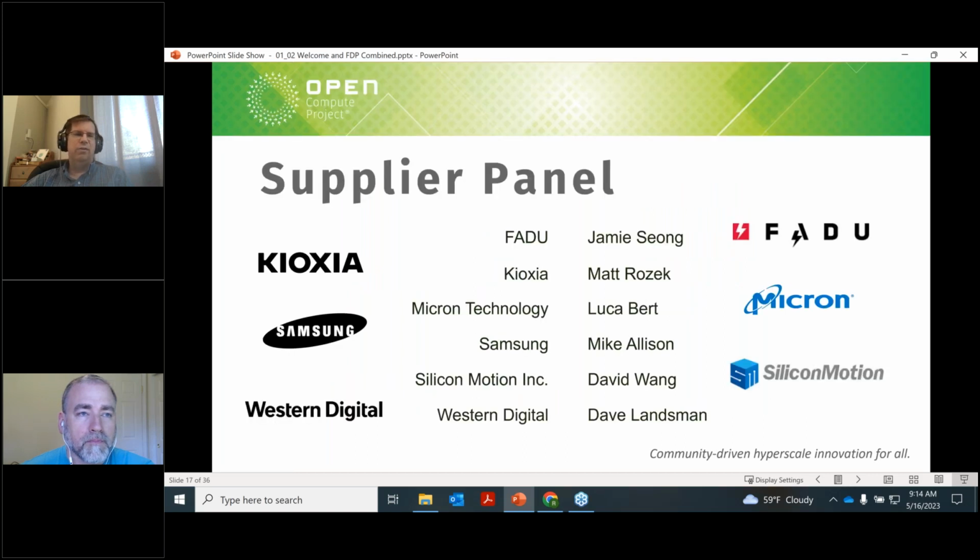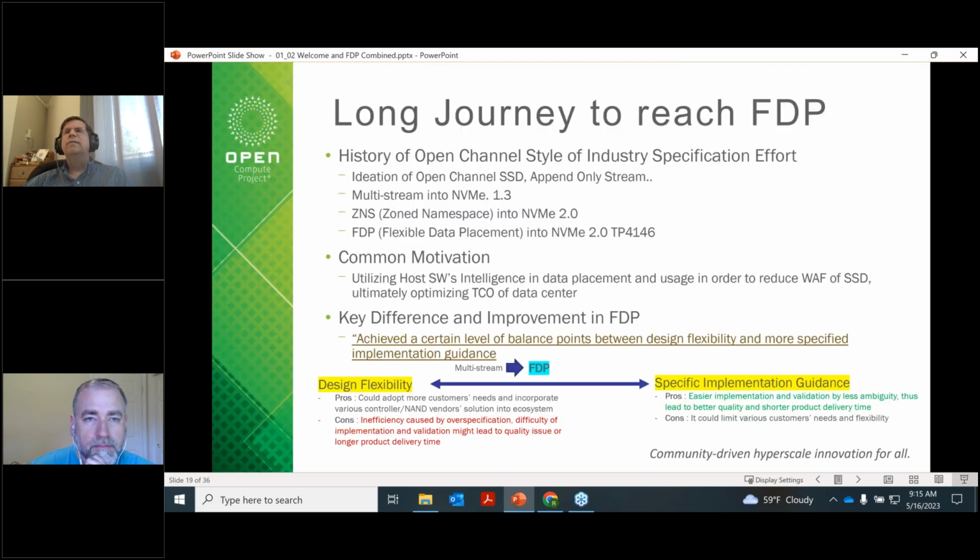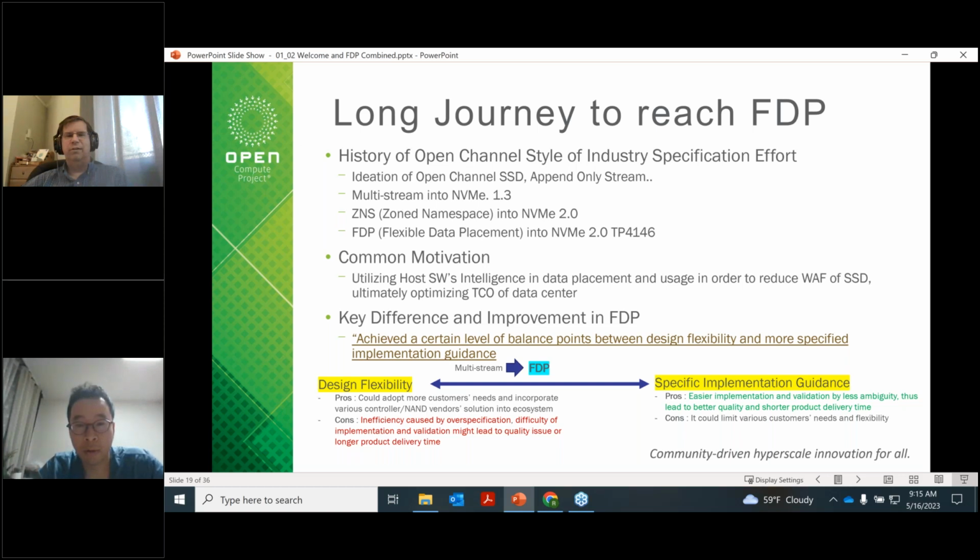And with that, we're going to go to the supplier panel. For our supplier panel, we have Jamie Song from Fadu, who I think is our longest-distance presenter here today. He's presenting from Korea. We have Matt Rosick from Kioxia, Luca Bert from Micron, Mike Allison from Samsung, David Wang from Silicon Motion, and Dave Landsman from Western Digital. So with that, let's go to Jamie. So Jamie, here we go.